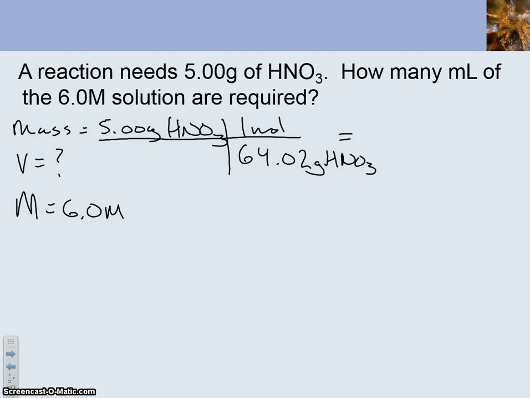So I'm just going to take my 5 divided by 64.02. And that's going to give us 0.078 moles. I really should think of one more sig fig. Alright, so that gives me my moles.